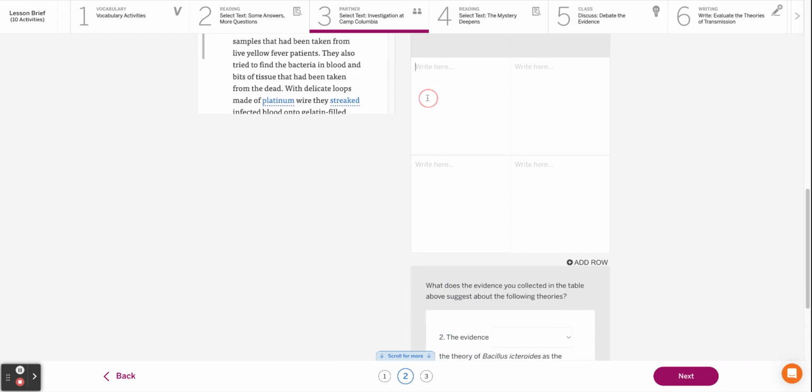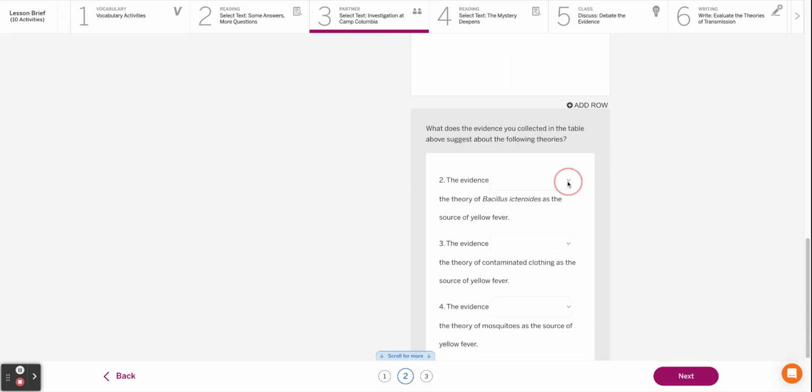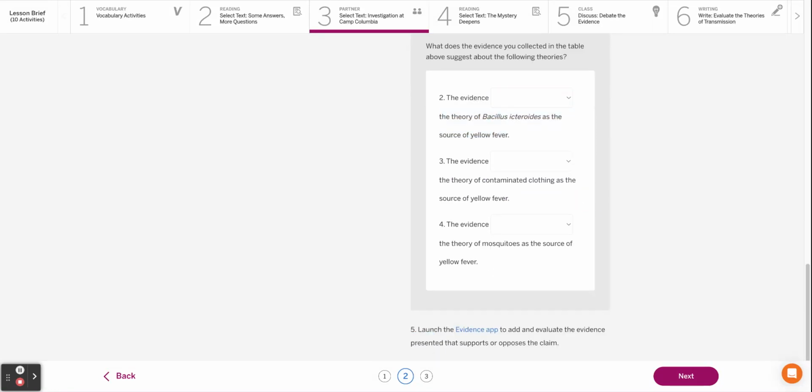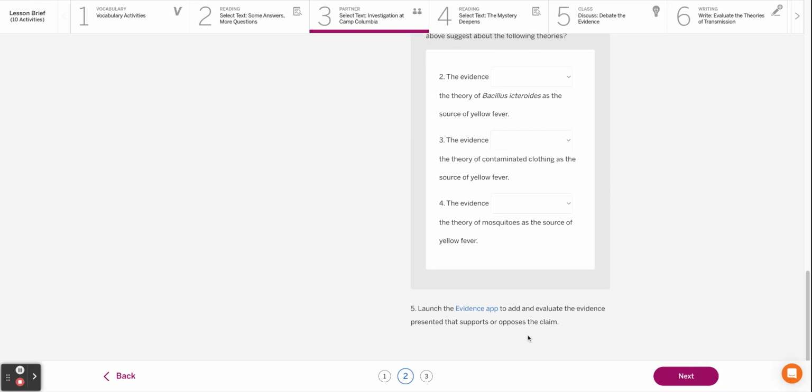They tested this. This is what they learned from the result. They tested this. This is what they learned from the result. And then you're going to decide, does that evidence from here support, oppose, or does not apply to for how this is being spread? Go to the evidence app and you're going to evaluate that evidence.